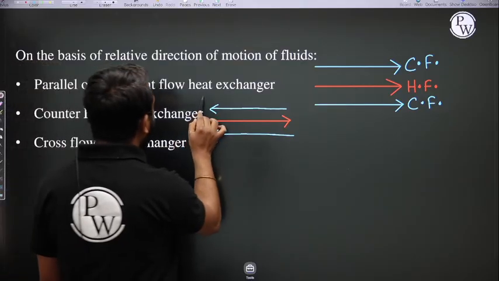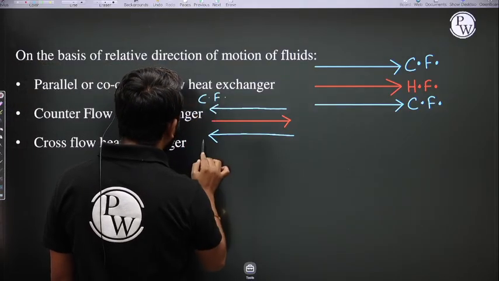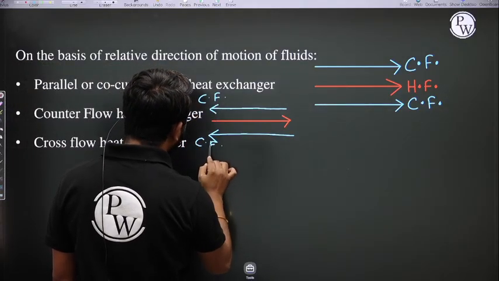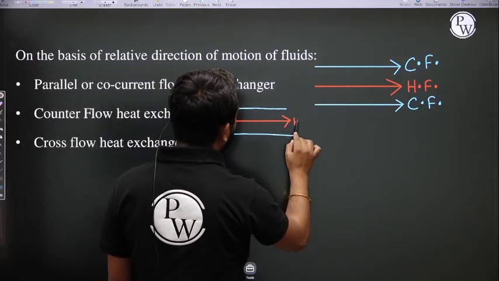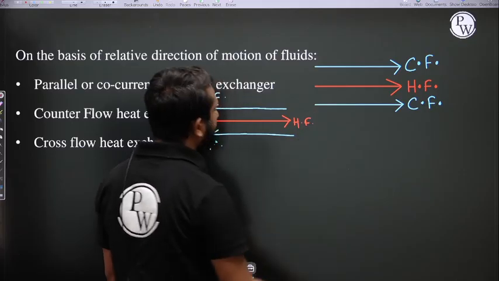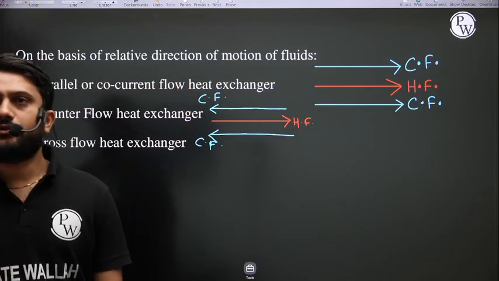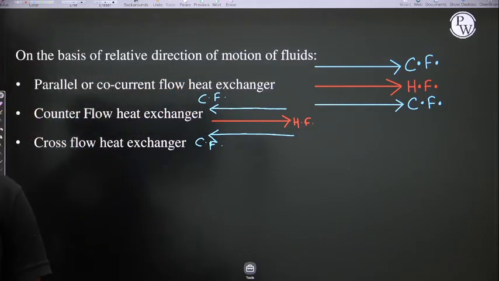So this is the cold fluid, and this is the hot fluid. Fine. Now the next one is a cross flow heat exchanger.